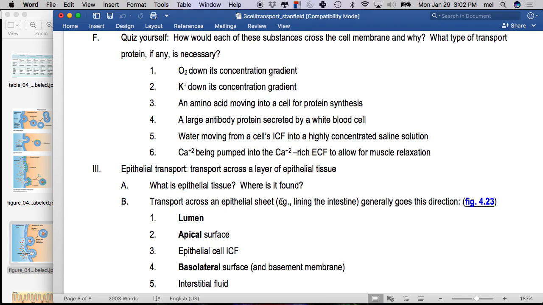Water. I want you to sit here and think about this one. Okay? Water moving from a cell's ICF into a highly concentrated saline solution. I'm going to wait a second. I'll let you guys answer if nobody else does. I'm going to let them sit there and be uncomfortable until they're brave enough to raise their hand.